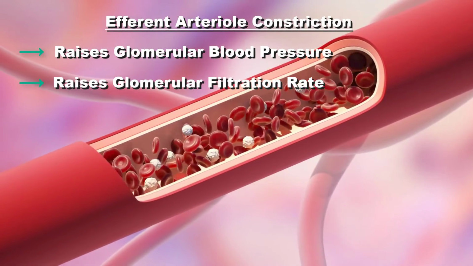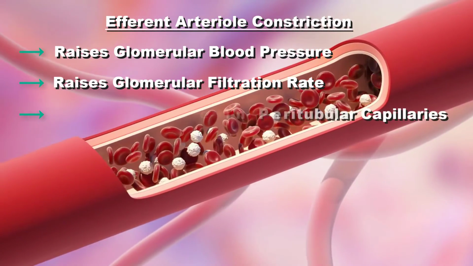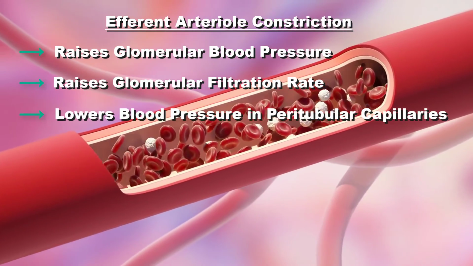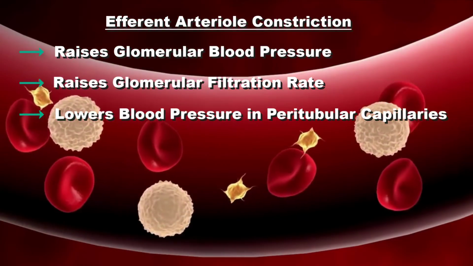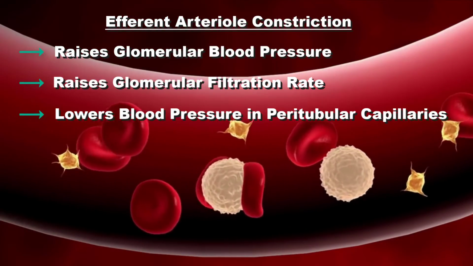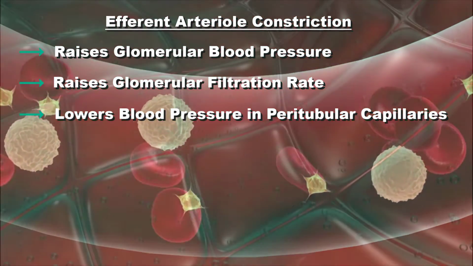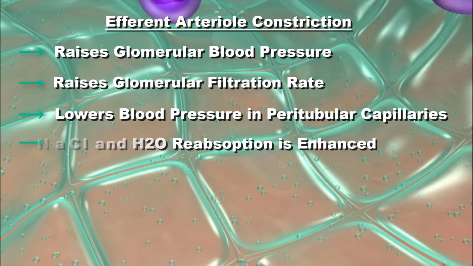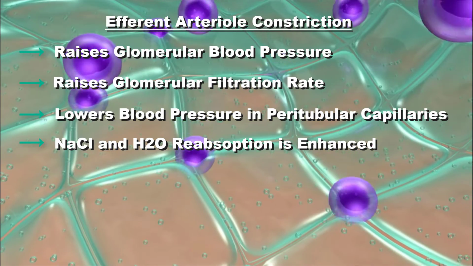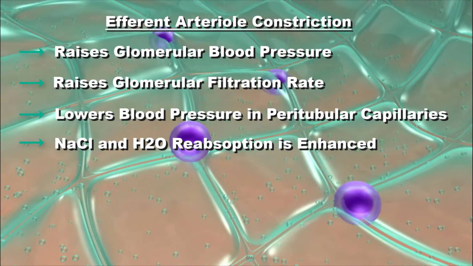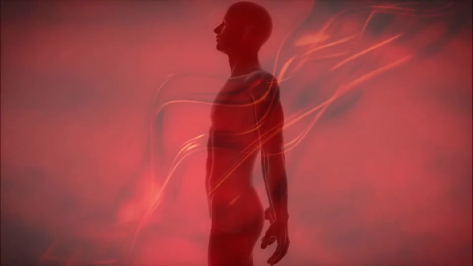Constriction of the efferent arteriole lowers the blood pressure in the peritubular capillaries downstream. Since capillary blood pressure normally opposes fluid reabsorption, this reduction in blood pressure strongly enhances the reabsorption of sodium chloride and water from the nephron. More water is then returned to the bloodstream instead of being lost in urine.